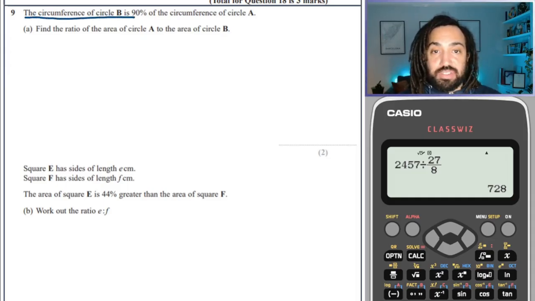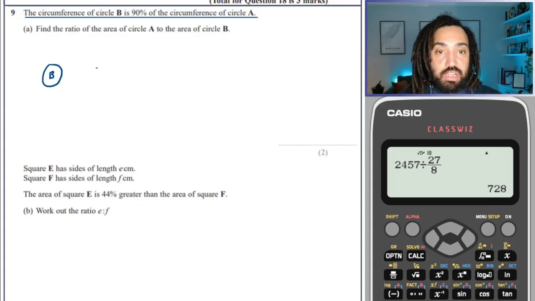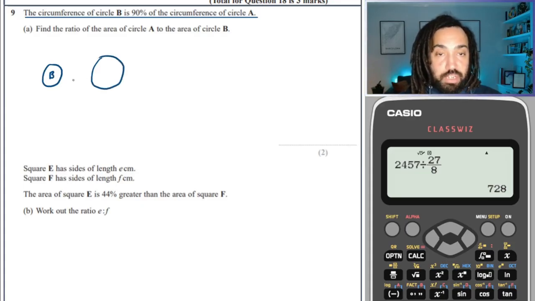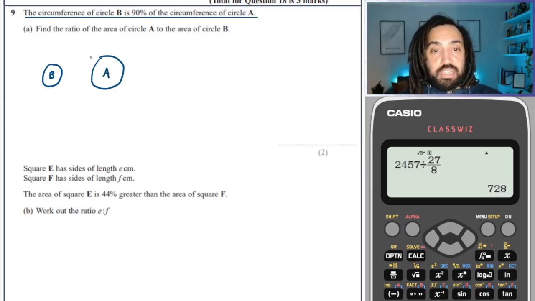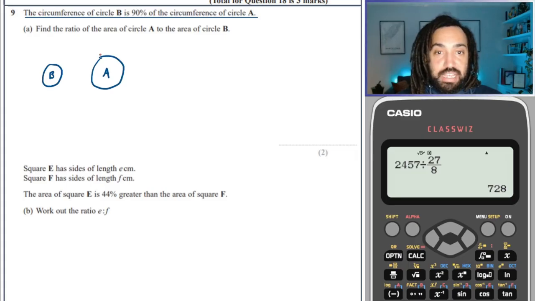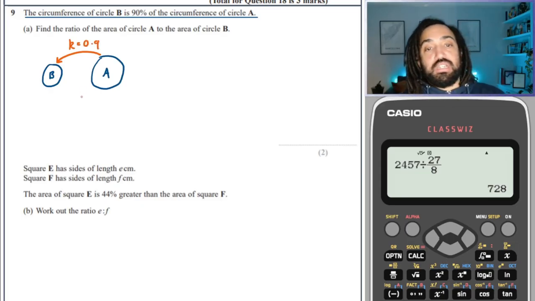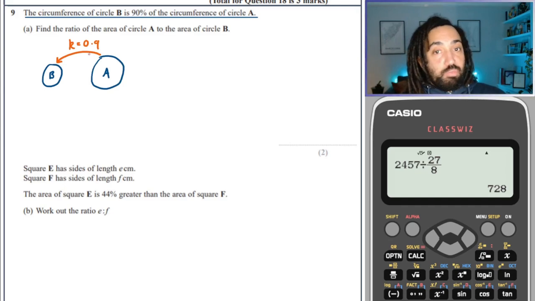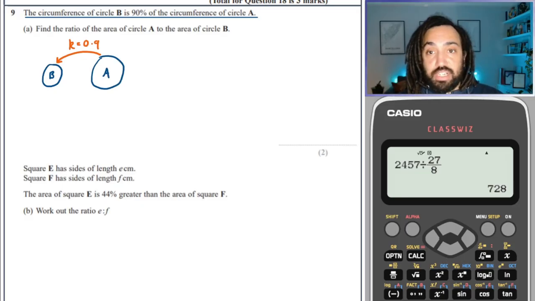Okay, next one. I really hate this question. The circumference of circle B is 90% of the circumference of A, which means B is the smaller one, and A is the bigger one. And it means that if I want to go from A to B, I would need to multiply by 0.9. So therefore, we could call that the scale factor. It does take from the larger to the smaller. It's still a scale factor, and that's fine.